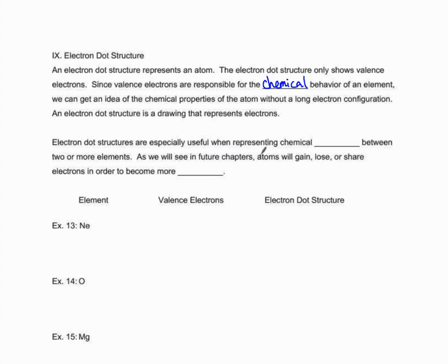Electron dot structures are especially useful when we start representing the chemical bonds between two or more elements. So as we'll see in chapters later on, atoms will gain electrons, they might lose electrons, or they might share electrons, all with the goal of becoming more stable. When an atom doesn't have enough electrons, it's unstable. When it has too many electrons, it's unstable. They want to get to a point where they are as stable as they can be.